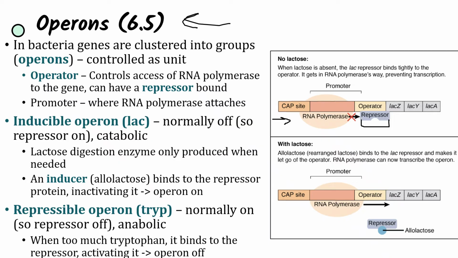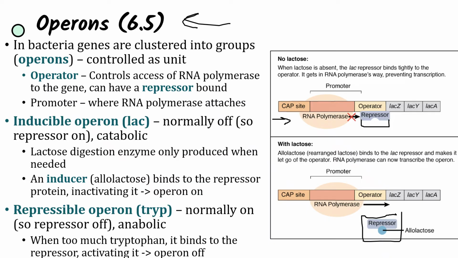However, when lactose becomes present, there is now an inducer, such as allolactose, which can bind to the repressor protein and deactivate it, allowing the operator and the RNA polymerase to function, and now these genes can be expressed for digesting the lactose. So it's only going to turn on when there is a certain substance present in the cell.